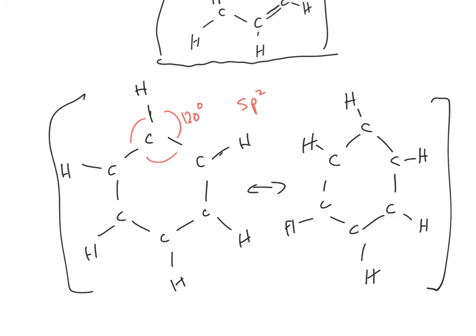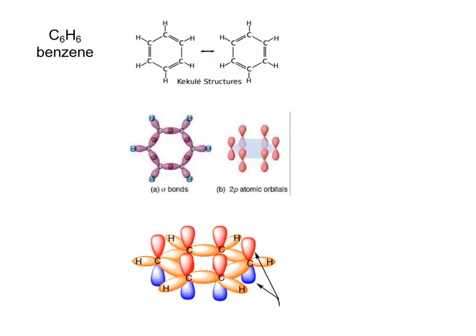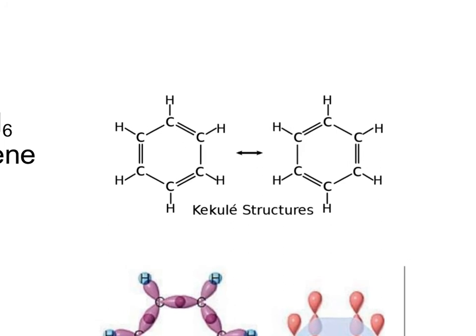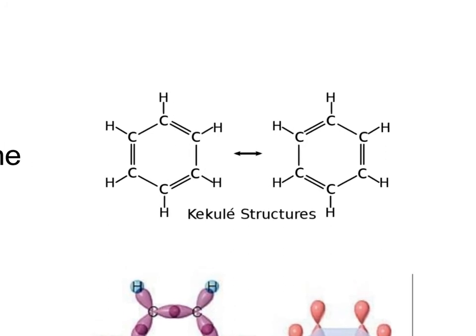And then I think I can show you on the next slide. I got a lot of different pictures here, so let's look at this. On the top, these are the two, they're called Kekulé structures. Kekulé was a scientist who was just trying to work out the structure of benzene many years ago.